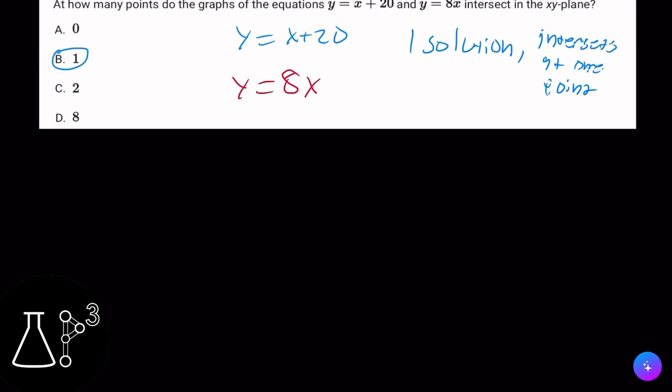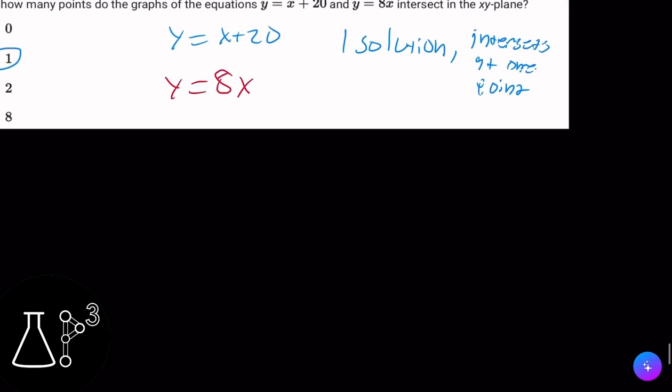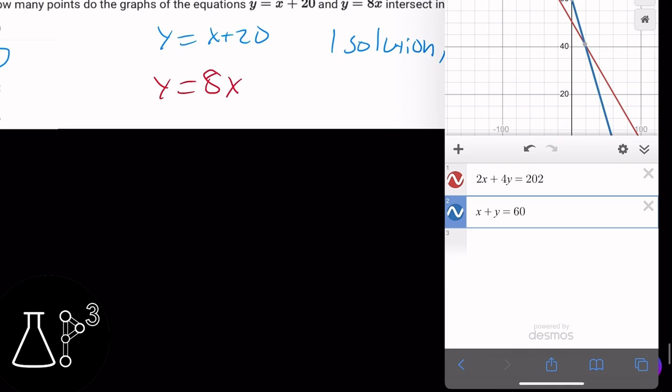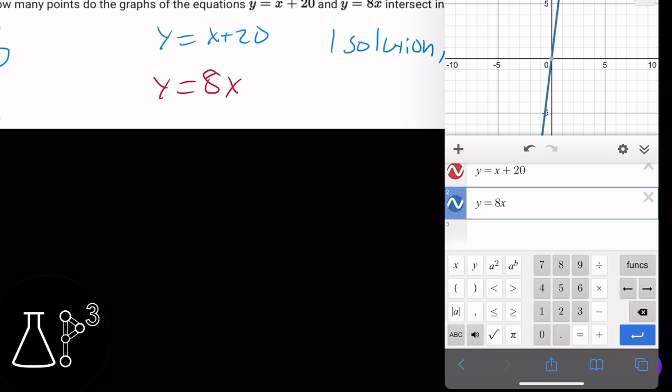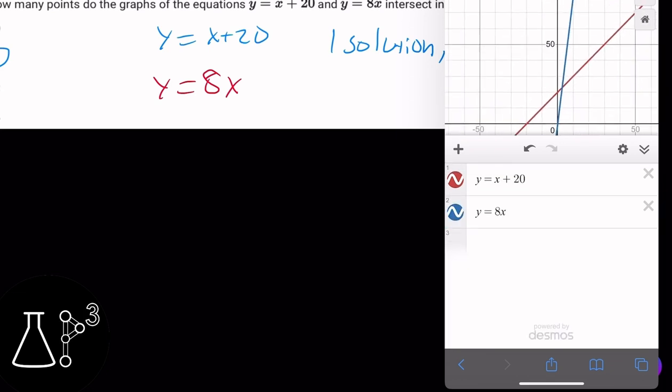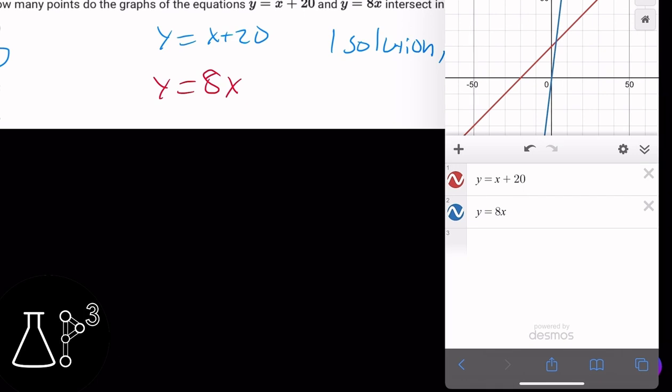And if we plug it into Desmos, refresh it like always. I'm going to do y equals x plus 20, and then y equals 8x. And as we can see, if I zoom out, it intersects at exactly 1 point. Therefore, my answer is B.